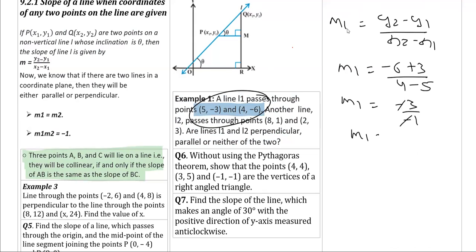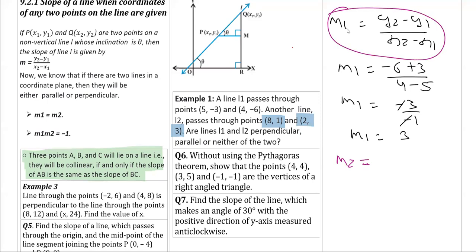Therefore, M1 is equal to 3. Now let's find the slope of the other line. The other line is passing through 2 points whose coordinates are these. Now to find the slope of the second line, say M2, the formula remains the same. It is y2 minus y1 over x2 minus x1.